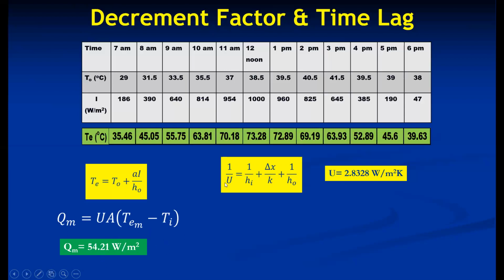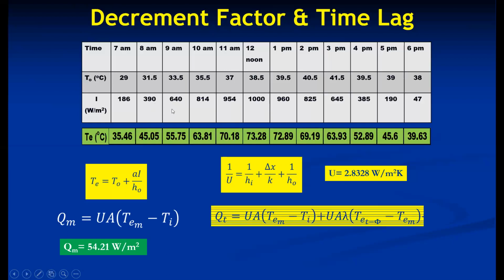Now, when is the heat transfer rate maximum, that is, what is the peak heat transfer rate, and the time lag is given, that is 5 hours. For the maximum heat transfer rate, we can use the formula of instantaneous heat transfer, that is the actual heat transfer rate: mean heat transfer plus periodic component. The mean heat transfer rate is already calculated. The U value is known to us, A value is 1 meter square, and lambda value is given as 0.45.